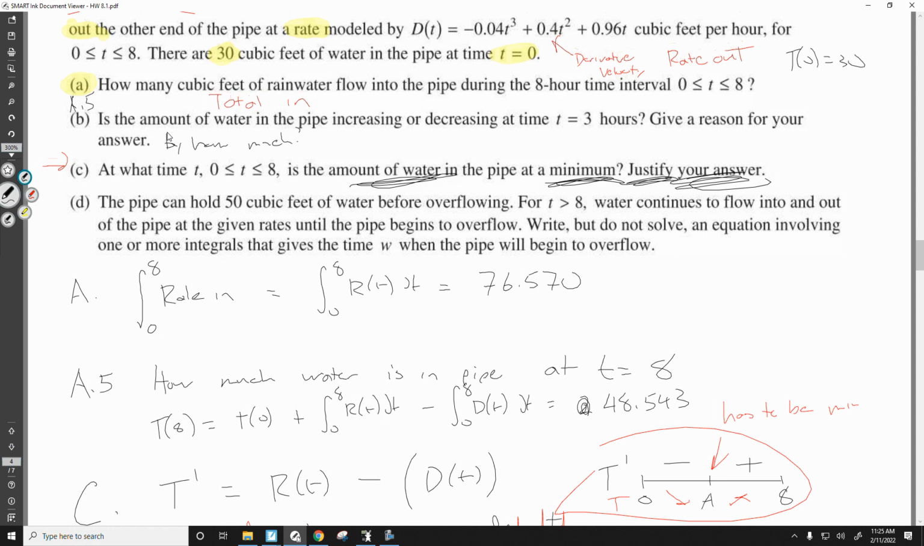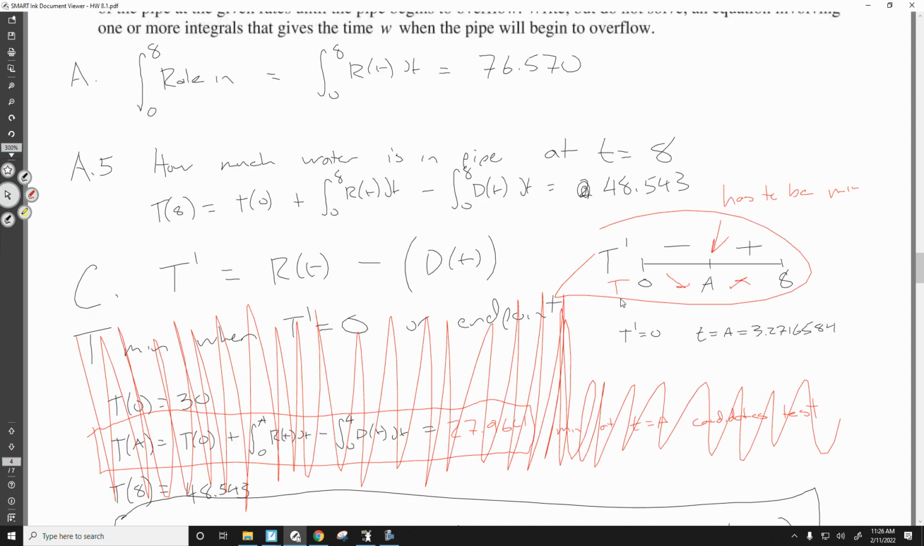So, good question. If I asked you, is the rate of change increasing or decreasing, I'd look at T double prime. There are some questions on this homework where they ask you that crazy worded type question: is the rate increasing or decreasing? You'd have to look at the slope of T prime. But this is just, is the total increasing or decreasing? Well, I know that 3 is to the left of A. I know T prime is negative at 3. So it's decreasing.